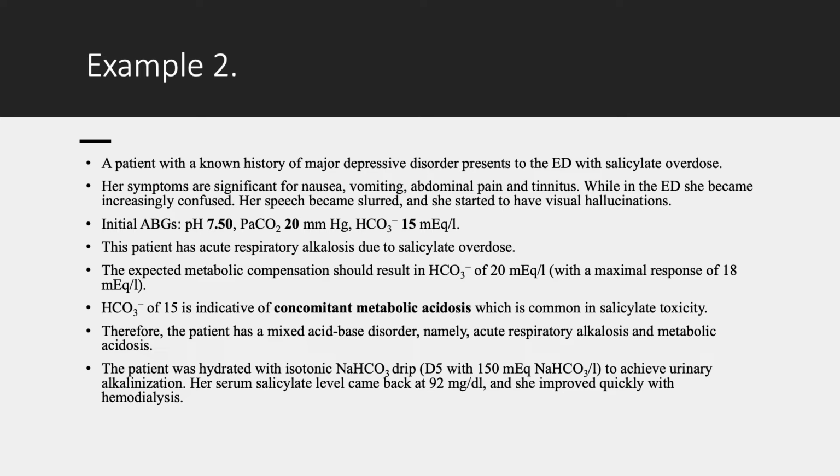What do we do? We alkalinize the urine by using a sodium bicarbonate drip. Now, the serum salicylate level in this patient came back at 92 and dialysis was done.